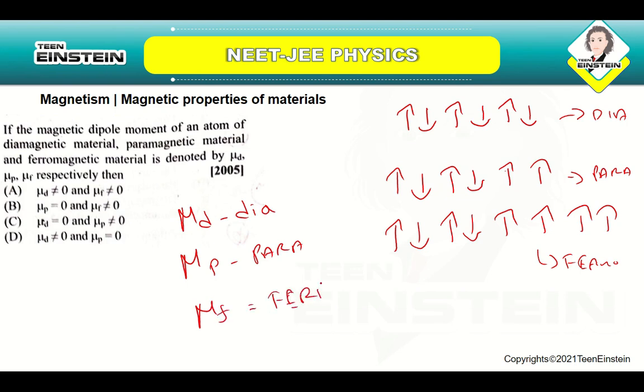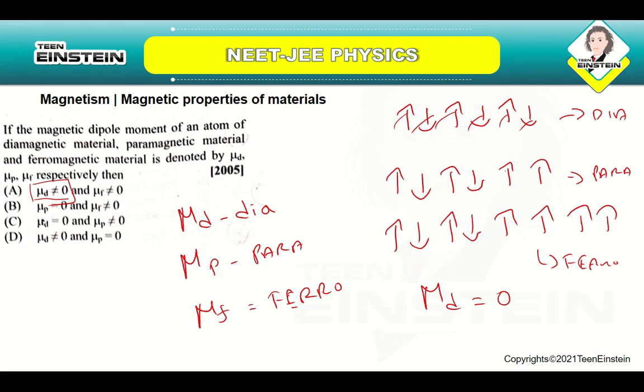Okay, it's a very simple question. First you check the first option, mu d is not equal to 0. So mu d is not equal to 0 means it's wrong, because we know that the net magnetic moment of diamagnetic material will be 0. Okay, because all the pair of electrons, the spins will cancel with each other and you will be having a net magnetic moment as 0. So the net magnetic dipole moment will be 0 for dia.